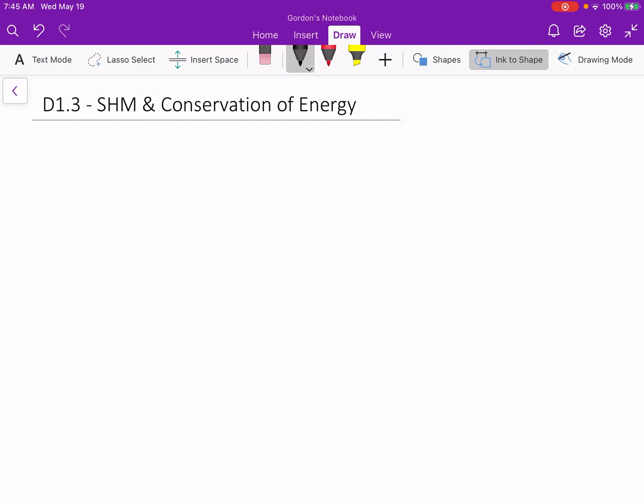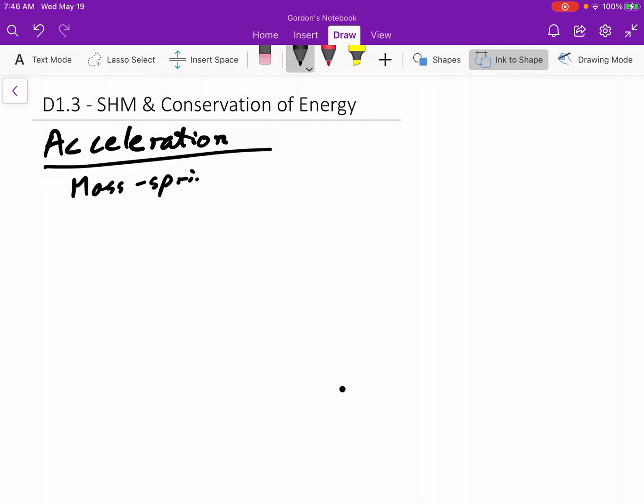Okay, so we're talking about simple harmonic motion and conservation of energy and how we figure out how fast these objects are moving at any point during their oscillation. But first of all, let's talk about acceleration. These objects are obviously going to be accelerating at some points during their oscillations because their velocity is changing. So anytime we have a change in velocity, acceleration is present. So let's talk about what is happening with a mass spring system first.